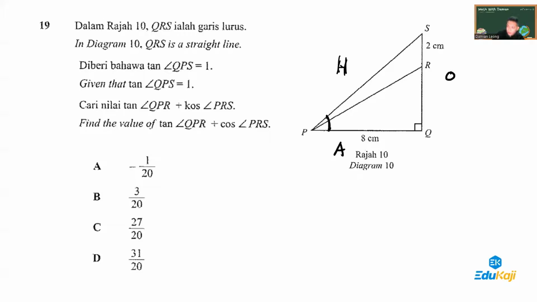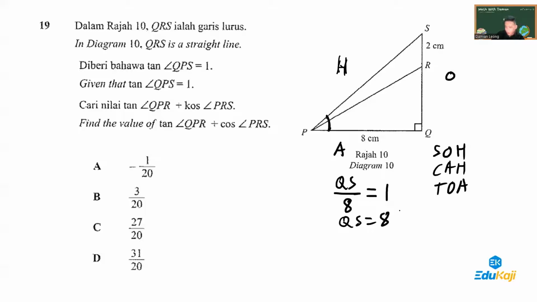Then next to the angle is your adjacent. Tangent is opposite over adjacent, means opposite QS length over adjacent 8 equals 1. Means QS is 8. Opposite times 1 times 8 still 8. So QS is 8. Means QR here would be 6 cm. Okay, 8 minus 2, 6 cm.